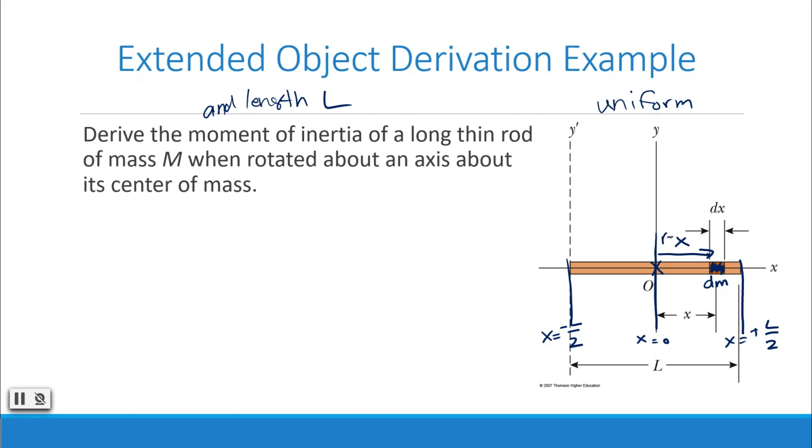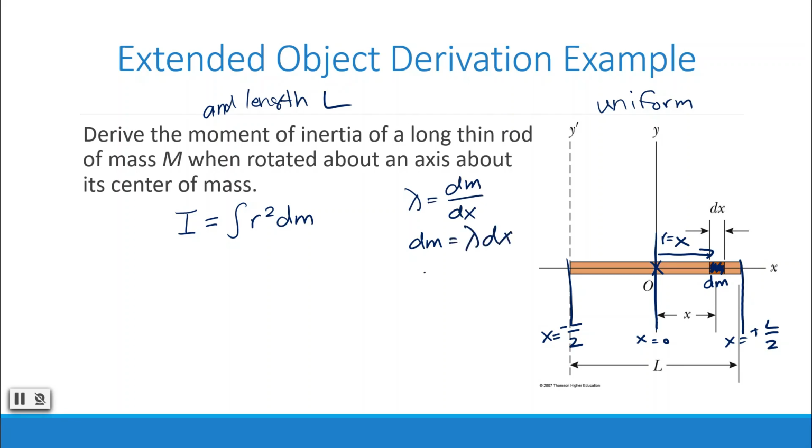So basically, its r value is x. So what we're going to do is assume that I is the integral of r squared dm. But I'm going to use the fact that my linear mass density is dm over dx. So dm is going to be lambda dx.